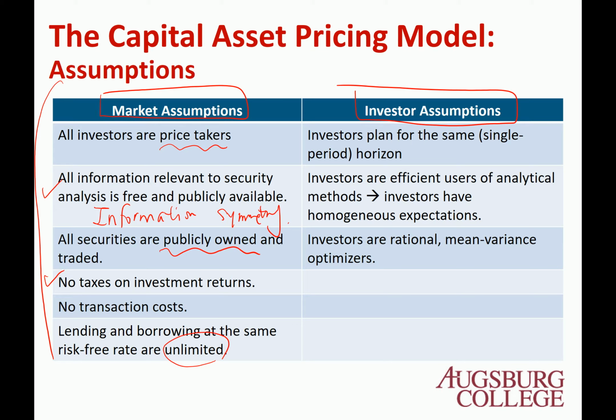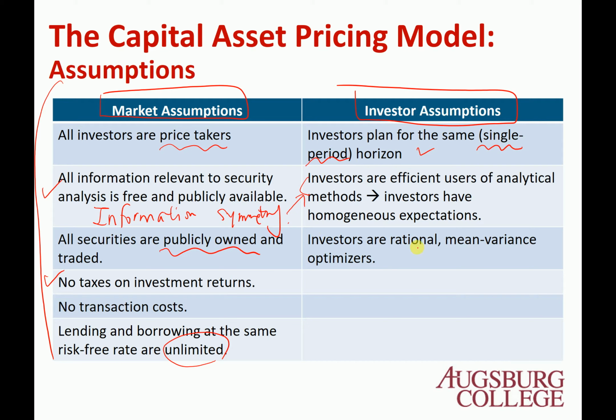Now, the assumptions about investors. Investors plan for the same horizon, which means this is a single-period model, so we don't worry about reinvestment and things like that. We just believe that investors invest over a single horizon. Number 2, investors use efficient analytical methods. That's another condition for information symmetry. So investors have homogeneous expectations. They have the same expectations and the same ability to analyze the news, and basically everybody is rational and efficient.